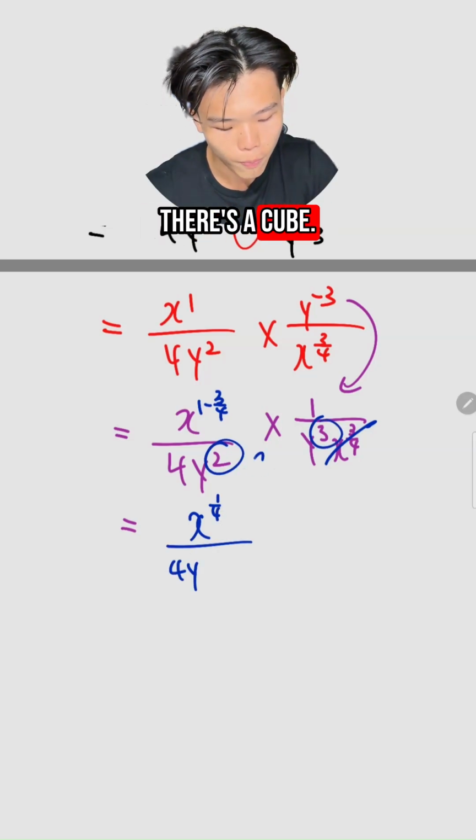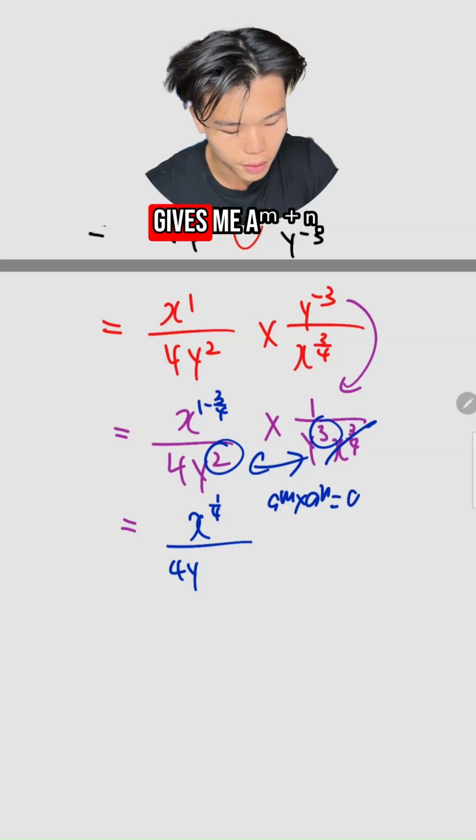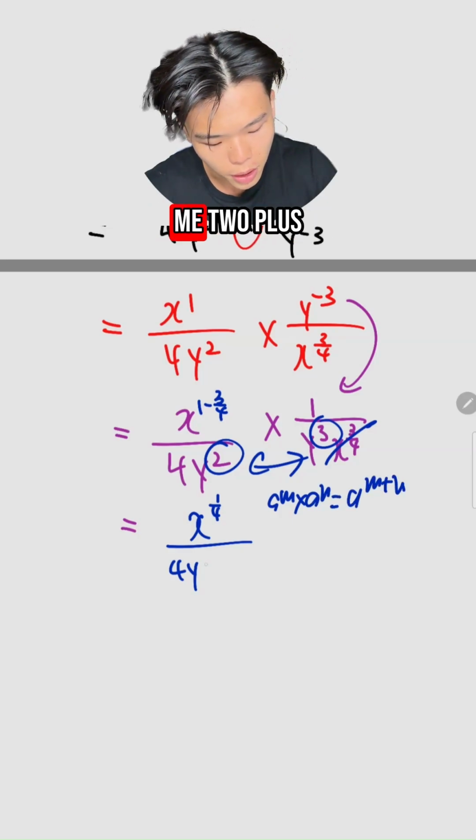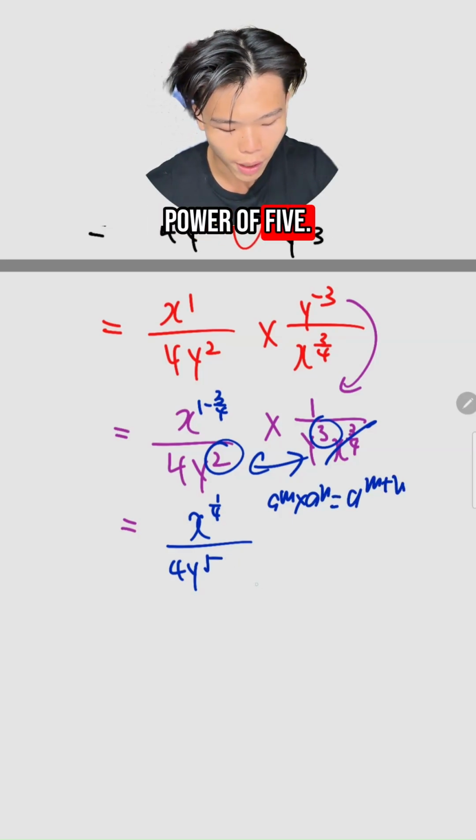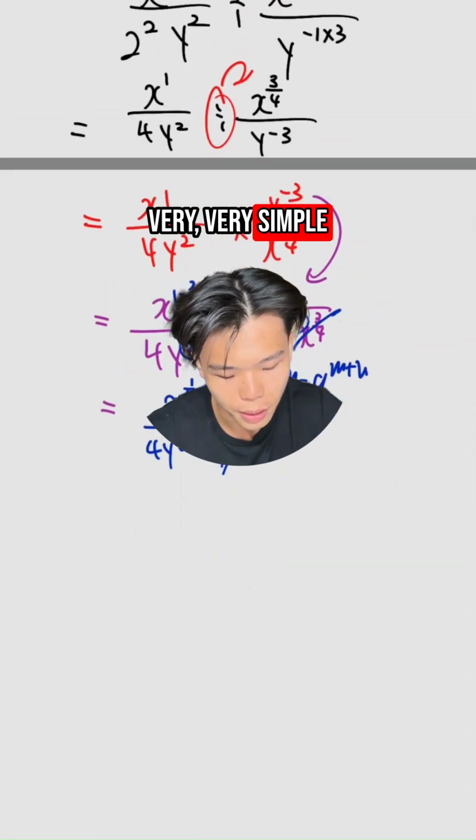Here there's a square, there's a cube. If I combine these two, a^m times a^n gives me a^(m+n). Eventually, this gives me 2 plus 3, which is basically to the power of 5. And therefore, this is the final answer to this very, very simple indices question.